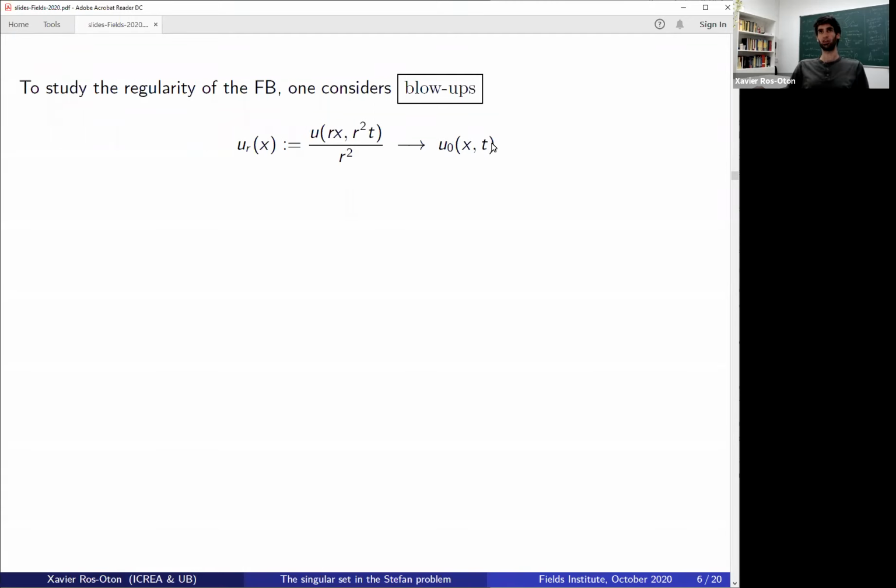I don't know what this function u0 looks like a priori, but one of the key difficulties in the theory is to classify blow-ups. What you want to say is, I don't know anything about the free boundary, but let me do this kind of blow-up, classify them, and see if I can get information from them. You can prove that they are homogeneous and convex, and then using all this information, you can classify them and show the following.